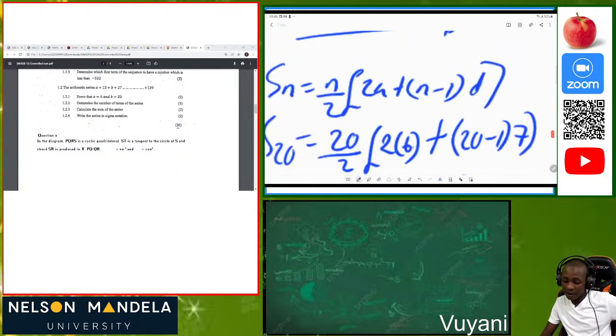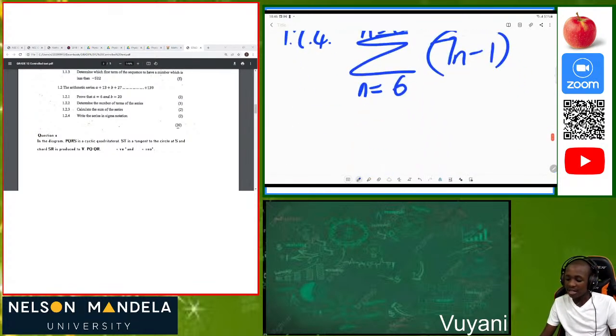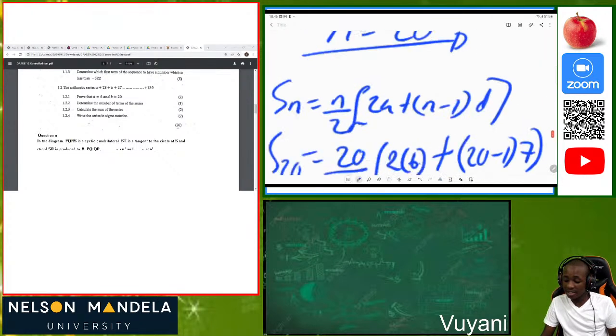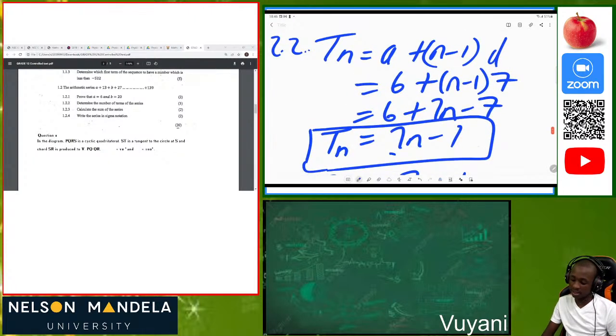Because the first term of our sequence is 6, and the number of terms which we have here is ending at 20. There are 20 terms. Then this is our Tn formula, which is 7n minus 1. The 7n minus 1, we calculated it here, guys. We already calculated the Tn formula. So this is our Tn formula.